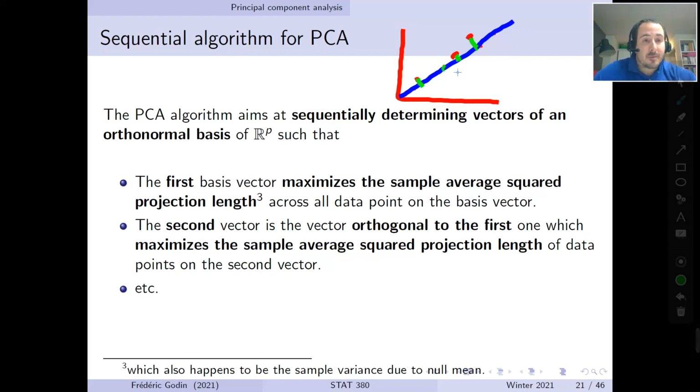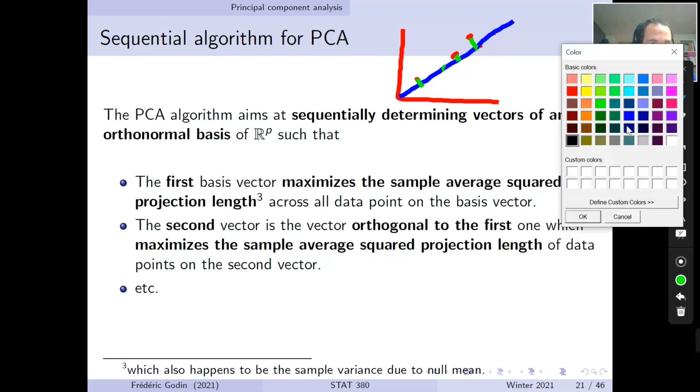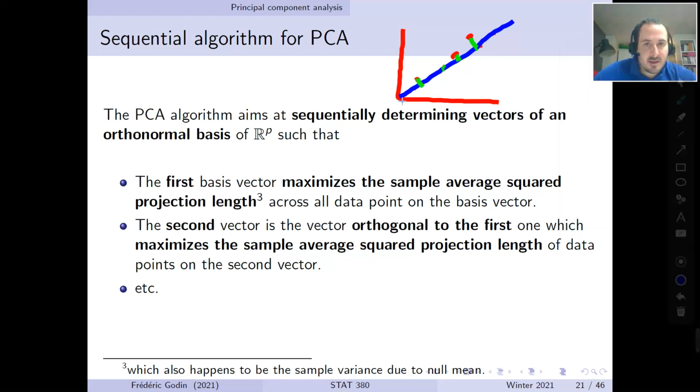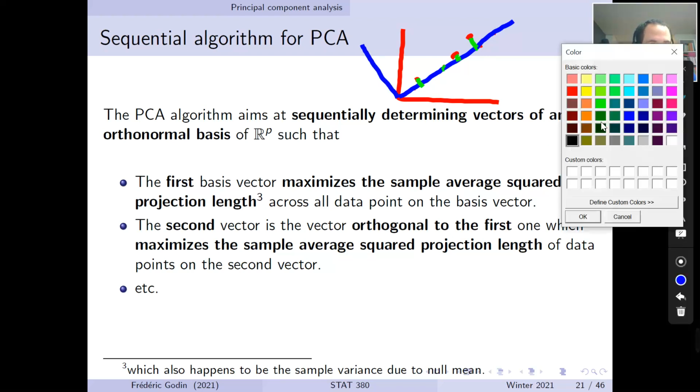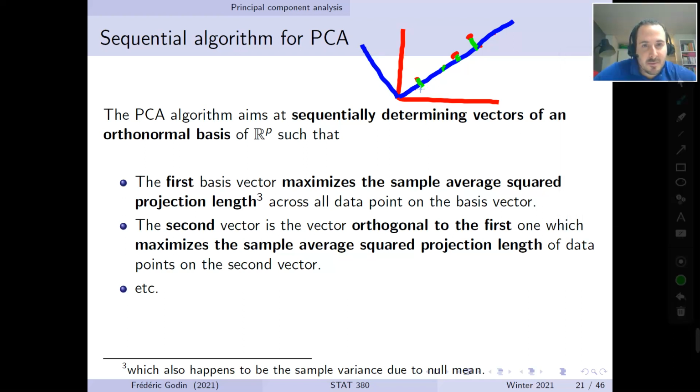Okay, so conversely, if we take the orthogonal axis, something like that, then if we project the various points on this, basically this one is here, this one is here, this one is here. So if you look at the projection lengths for this alternative axis, we see that all the lengths of the projections are almost the same. So this axis would summarize the information very poorly.